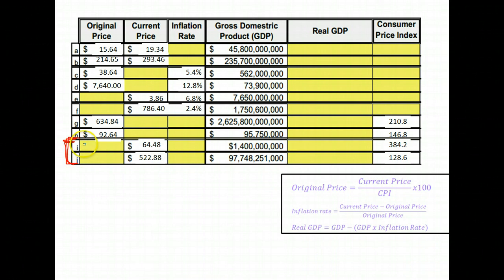So again, we start with the one furthest to the left. Again, we have to use a CPI formula to find it. So here's our CPI formula. The original price is the current price divided by the CPI times 100. So the original price again is equal to the current price, which is $64.48, divided by the CPI. The CPI is 384.2. And then we're supposed to multiply by 100.